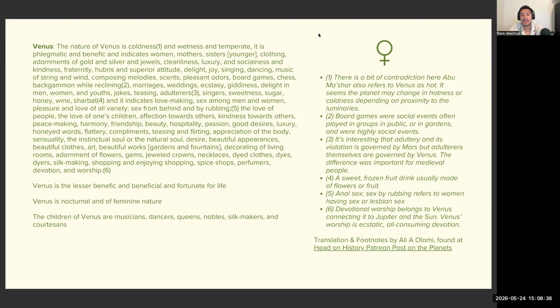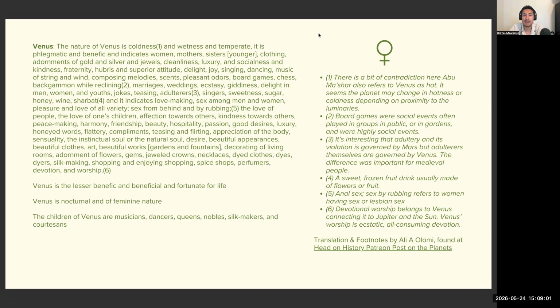It indicates lovemaking, sex among men and women, pleasure and love of all variety, sex from behind, and sex by rubbing. So sex from behind particularly is a reference to anal sex. So this is for gay sex, or also for other people having anal sex. But it also, sex by rubbing is specifically a reference to lesbian sex here.